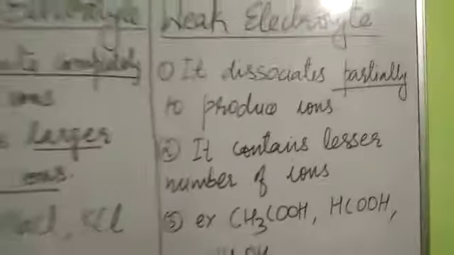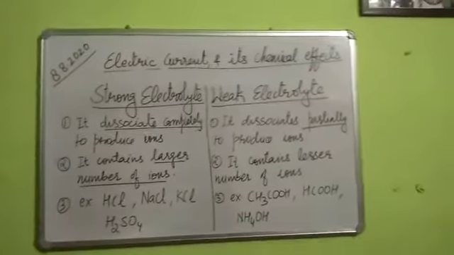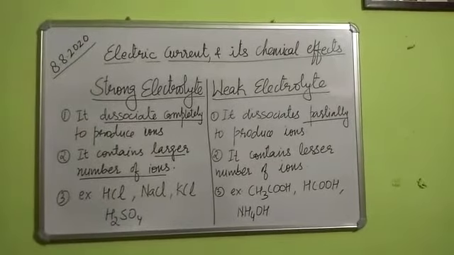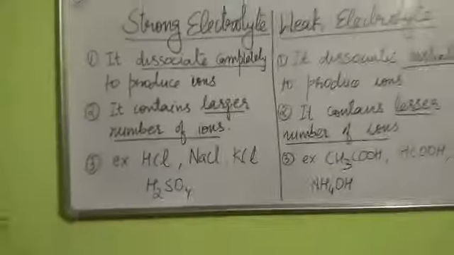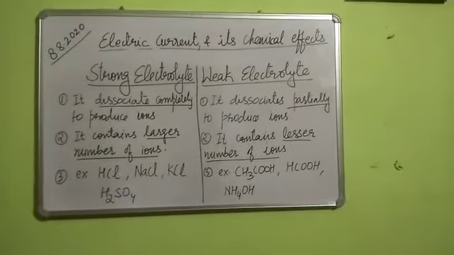Now let's talk about weak electrolytes: all organic acids, for example acetic acid, formic acid, then our tap water, then ammonium hydroxide. These are examples of weak electrolytes. So you have to remember this differentiation along with examples. So underline this one, contains lesser number of ions, and this contains larger number of ions, and examples you have to remember.